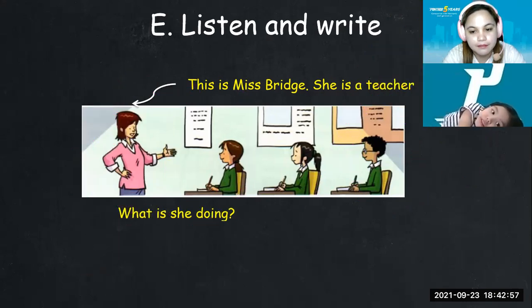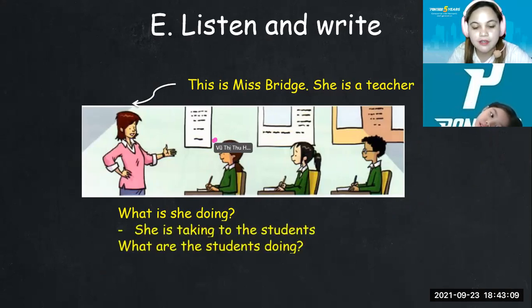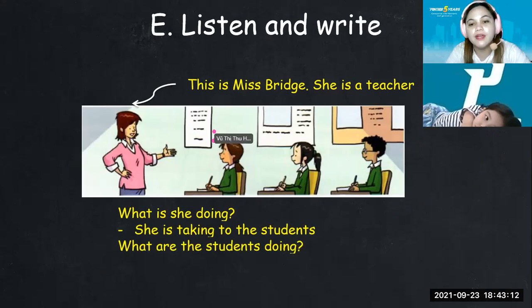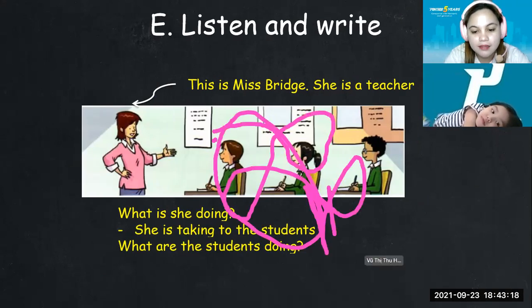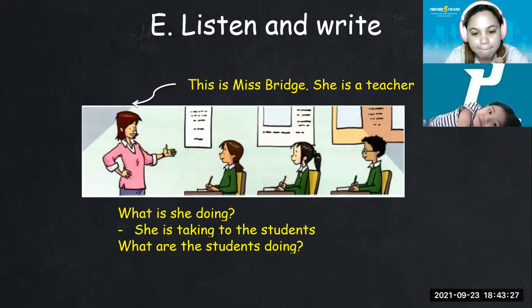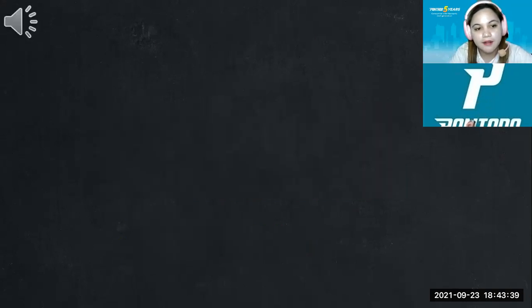Children. Again, she is? Three children. Yes, she's teaching students. Very good. She is talking to the students. Next one. What are the students doing? Writing, and what else aside from writing? And we are the teacher. Okay. So next one, so they are listening and writing.